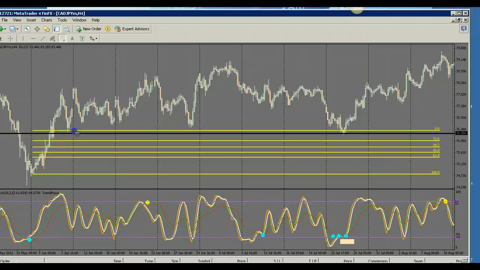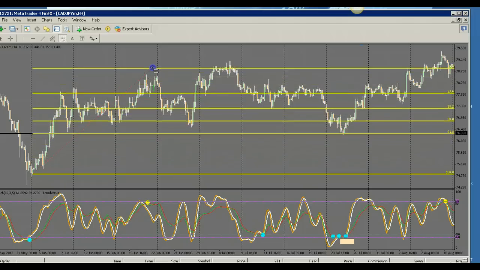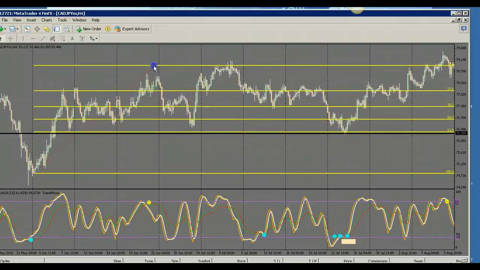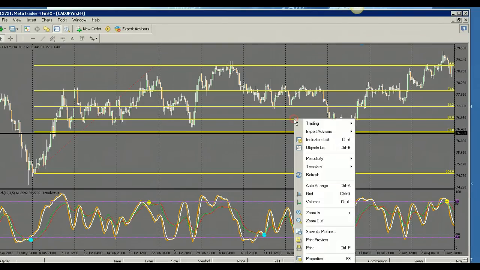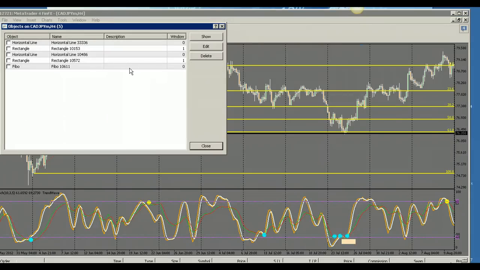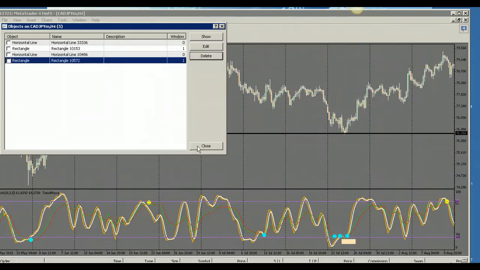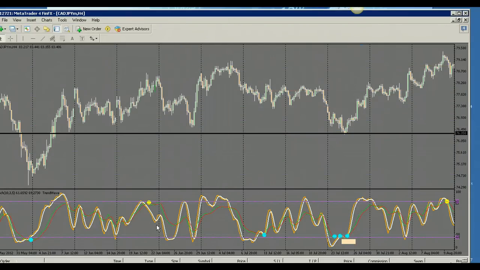Number 3, here's a swing low. I draw a fib from that swing low all the way up to the swing high. Price came down to the 61% fib retracement level. We have 3 reasons. Okay, let me just remove that fib.